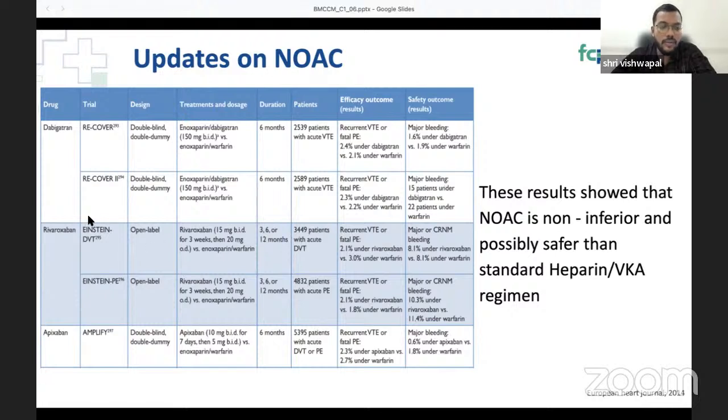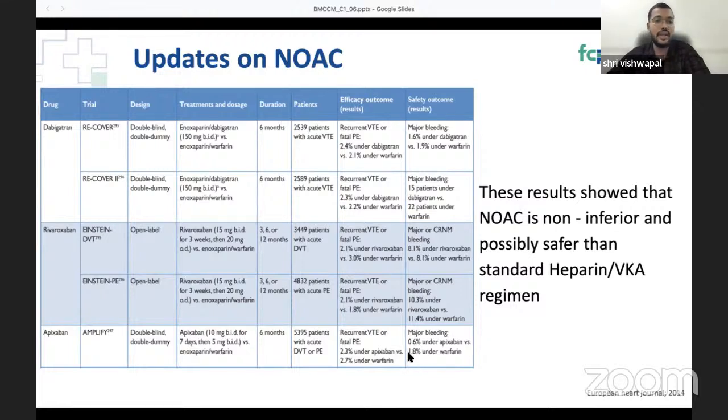In rivaroxaban we have two studies, EINSTEIN DVT and EINSTEIN PE. In the DVT study, 8.1 percent with rivaroxaban and 8.1 percent with warfarin had major bleeding. In the pulmonary embolism study, almost 10.3 percent under rivaroxaban and 11.4 percent with warfarin was seen. In the apixaban AMPLIFY study, we could see 0.6 percent bleeding when compared with warfarin at about 1.8 percent.